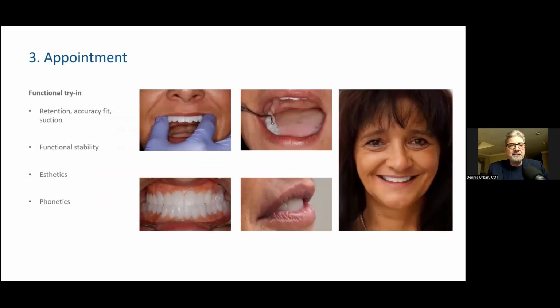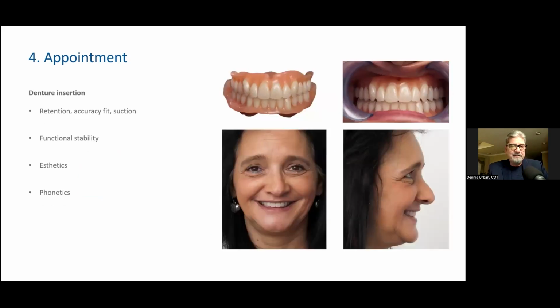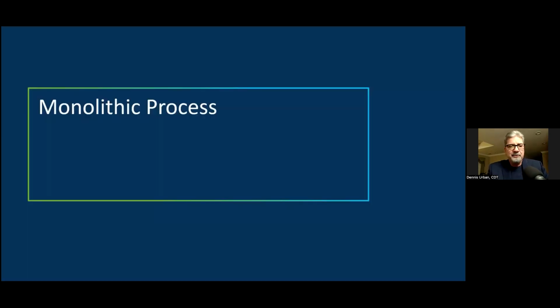So there's that functional try-in here. We can send the patient home with that. And we can see if the occlusion's right, if the fit is correct. And if not, we can always adjust it and take a new wash impression and adjust that occlusion.